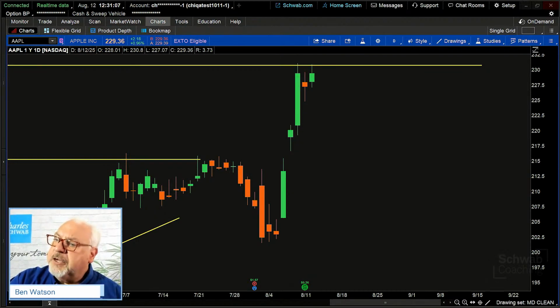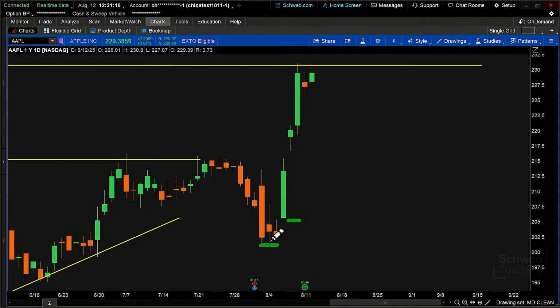Because look, here's our flagpole. We could measure it from down here, we could measure it from here. Either way, I'm going to measure it just as I draw this. I'm going to measure the flagpole from here up to there. There's our flagpole right there. Our flag is just this portion right here, and now it's starting to rally back up.